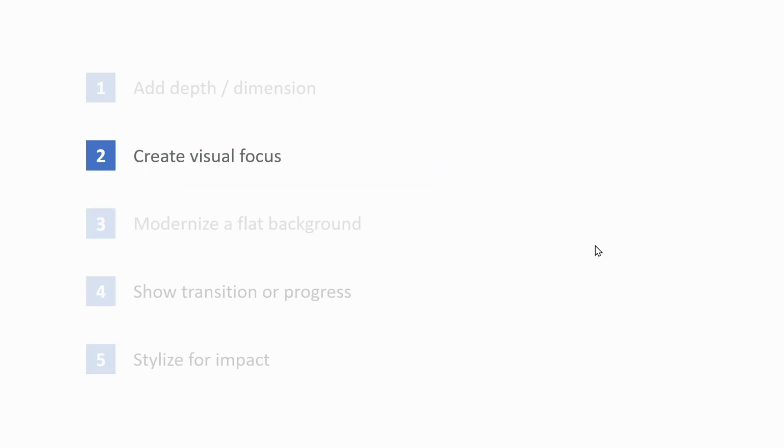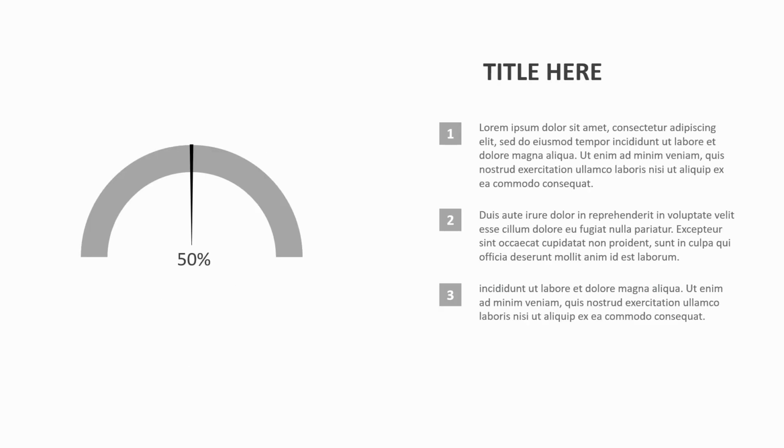Number two, we can use gradients to create visual focus. So let's consider this example. We have this speed dial or a gauge. This looks flat right now because we have used a dull gray color. We can make this better by turning this into a spectrum-like gradient like this. And this clearly tells us which values are hotter, which ones are green. So it helps bring focus to your graphic and the content we have on this slide.